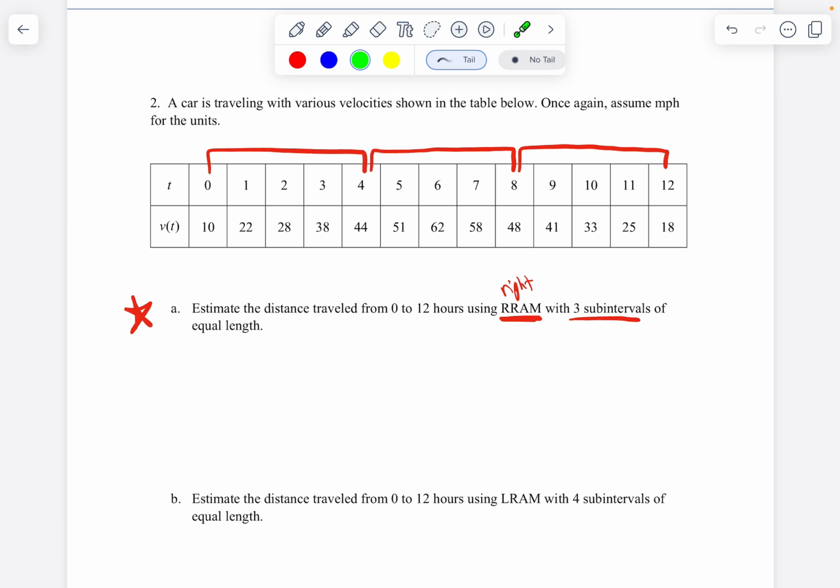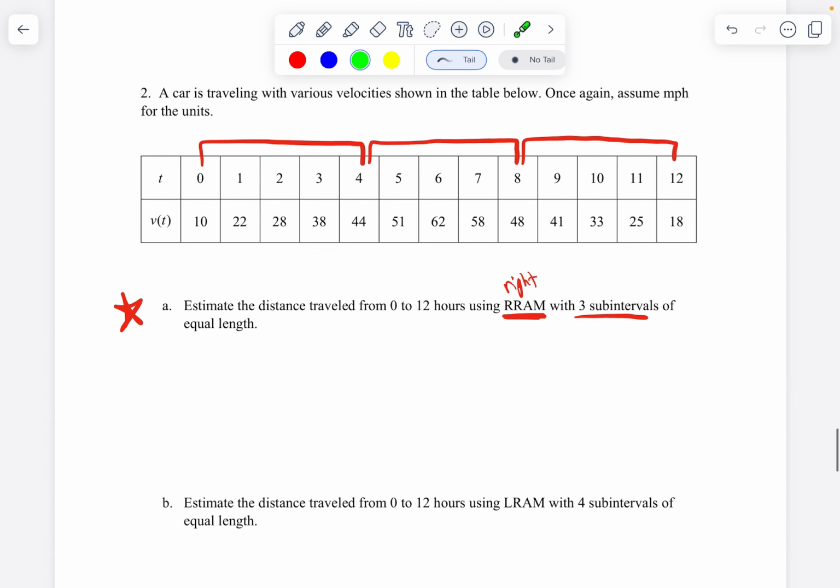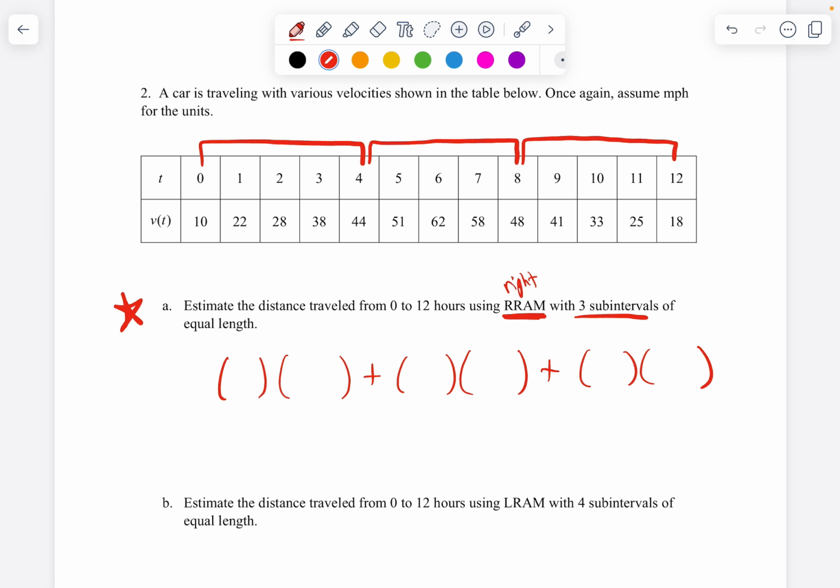Hopefully everyone's good with that. So each of these groups, now look at this, okay? Each of these groups is from 0 to 4, 4 to 8, and 8 to 12, so they're 4 big. So every time I add my rectangles, which is width times height plus width times height plus width times height because there are 3 subintervals, okay?